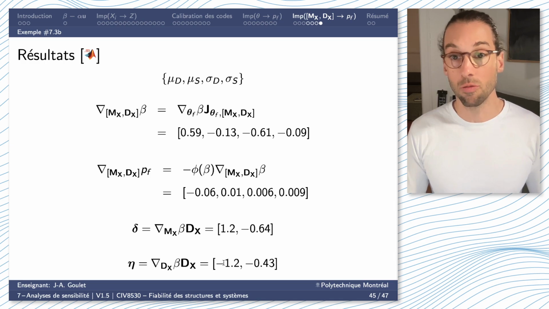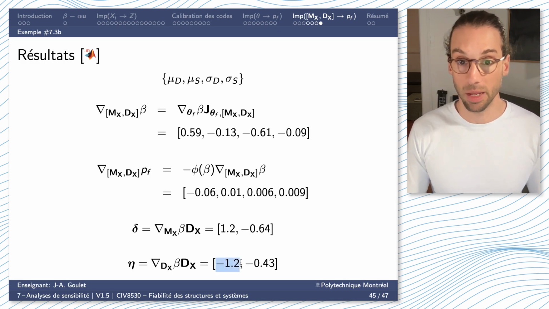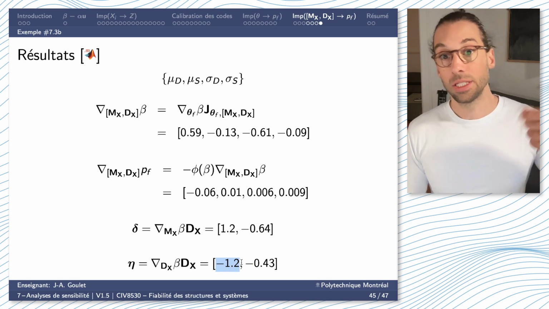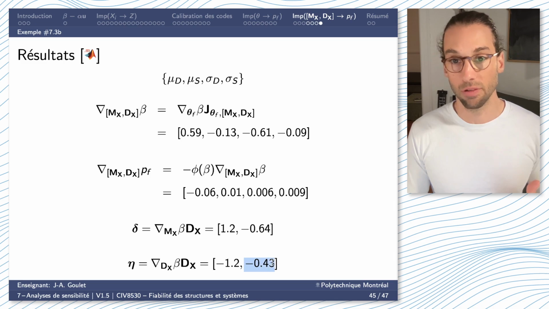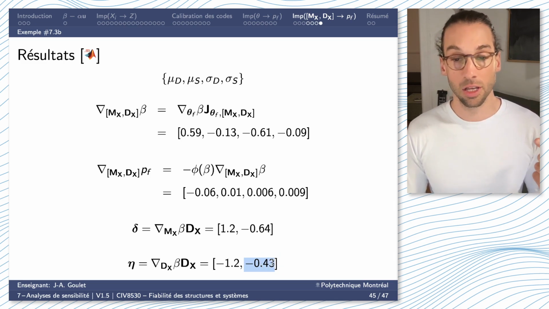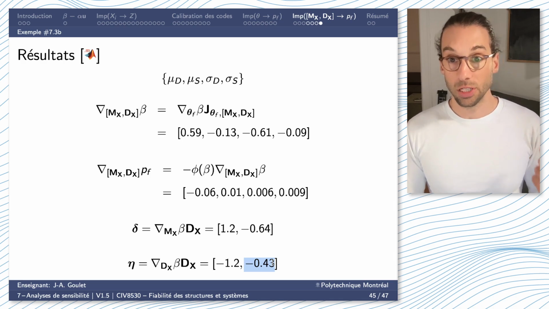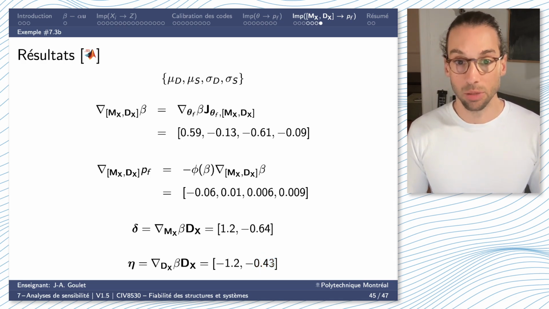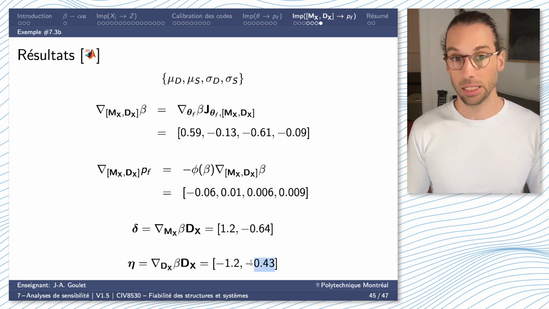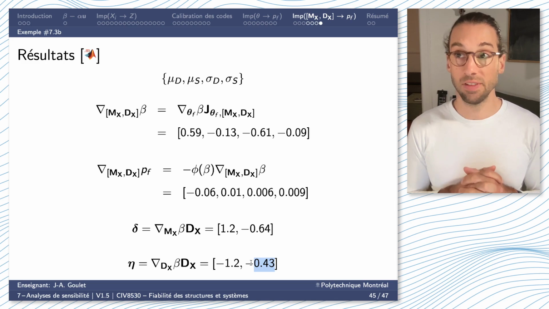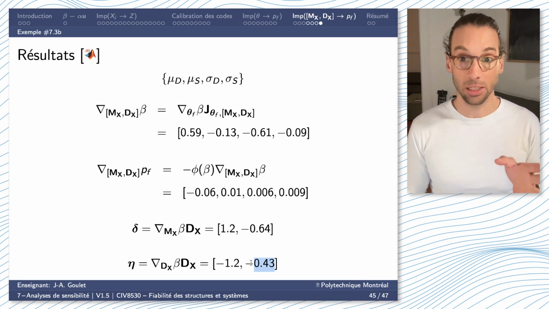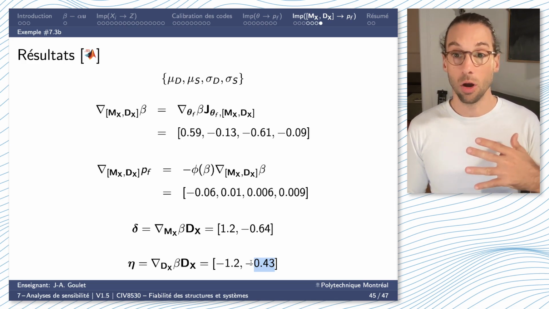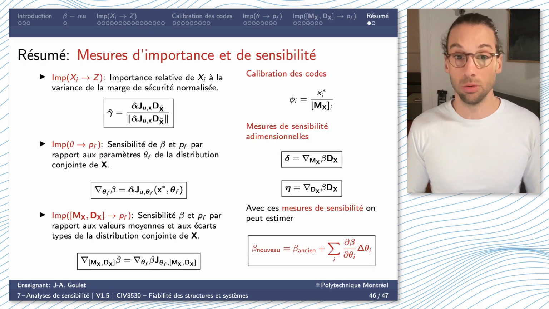If I move my standard deviation for my dimension by one standard deviation, I'm going to decrease my reliability index by 1.2, same thing, minus 0.43. If I move my standard deviation for my solicitation by 1 standard deviation, this is about how much I'm going to decrease my reliability index. And we can use these sensitivity metrics to guide us upon which variable and which parameter we should act upon in the case where our analysis doesn't allow us to satisfy the code requirements.